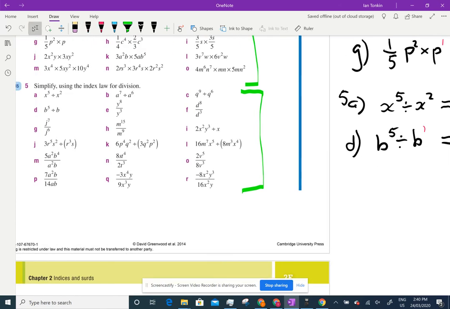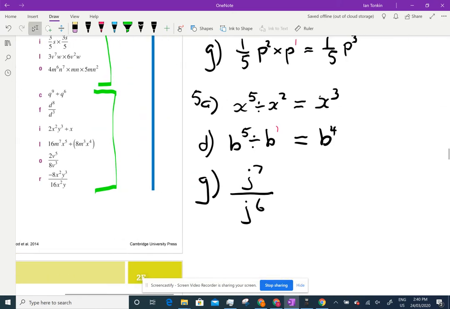Now, I'm glad the next one came up as a fraction, because there is another way to do this. If you do these as a fraction, which is how I tend to do them, I can subtract those numbers if I want, or I can cancel. So 6 of these j's cancel with 6 of those j's, leaving me with 1. So it means I get j to the 1 up there, but I don't need the 1.